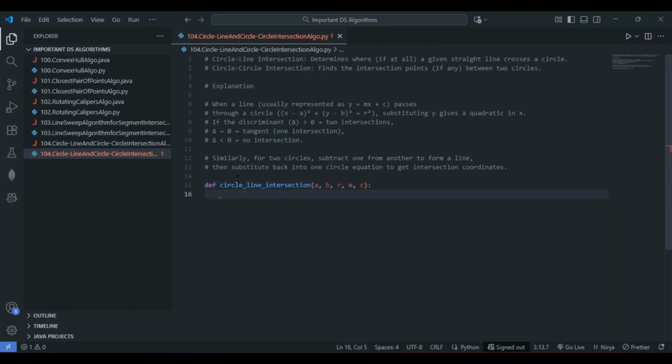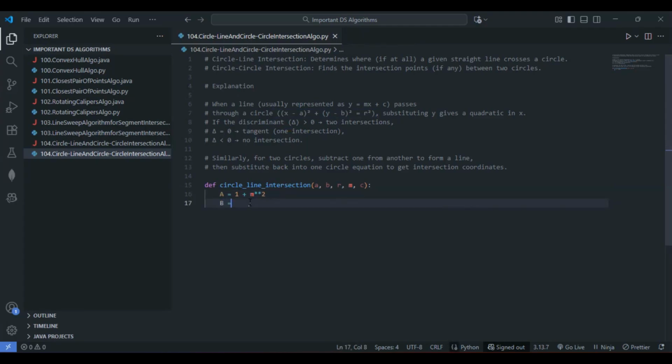These are the parameters that I need. First, we'll go with the circle: (x minus a) whole square plus (y minus b) whole square is equivalent to r square, and the line is y equals mx plus c. We can represent it this way: A equals 1 plus m square, using the exponentiation operator. This is the coefficient of x square, and you have to know this at any cost.